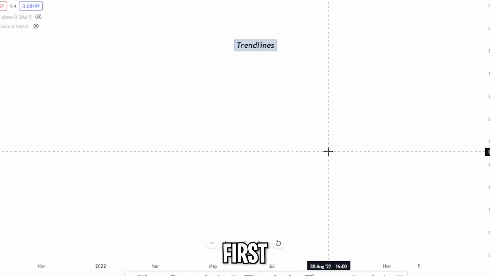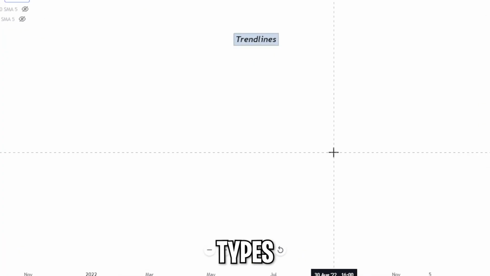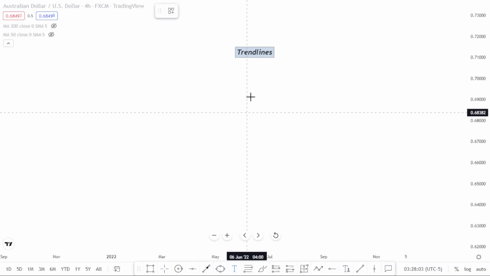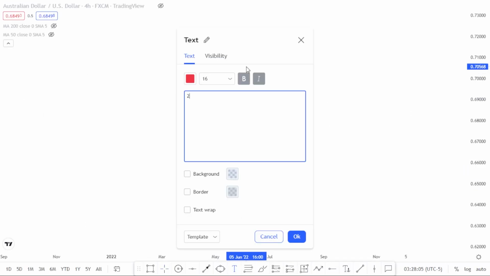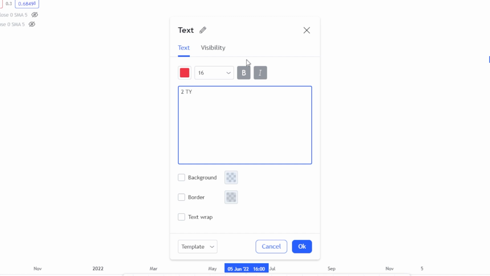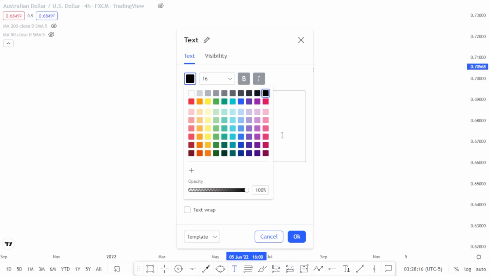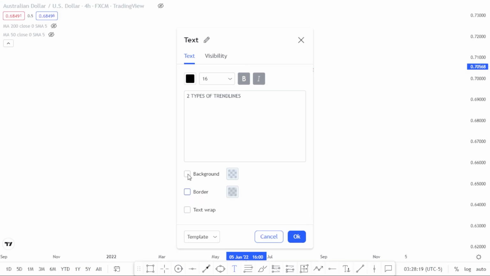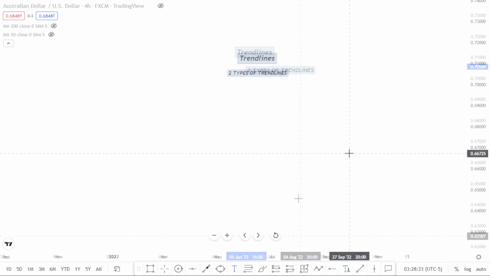As I said, the very first thing we need to know is the two types of trend lines. Yes, we have two types of trend lines. So let's get that jotted down. Two types of trend lines. Black for this, make it quite simple. Border and background.